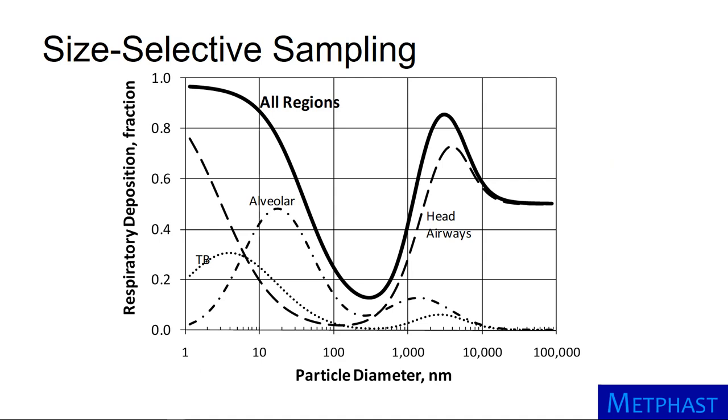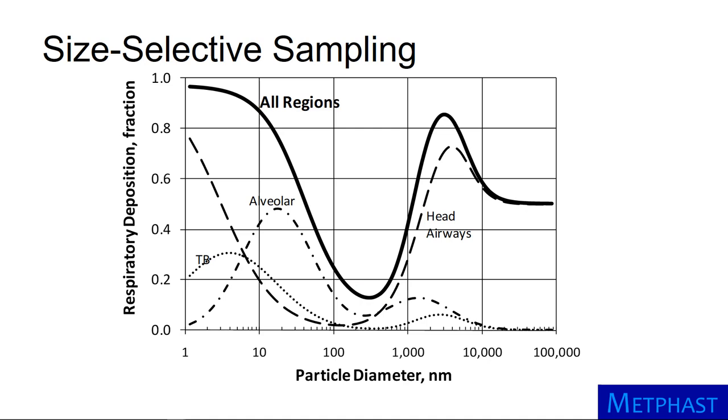Often, certain size particles are excluded from reaching the filter in an effort to mimic some aspect of particle deposition in the human respiratory system. This type of sampling is called size selective sampling. Particles deposit in the human respiratory tract with different efficiencies, resulting in the plot shown here. 300 nanometer size particles have the lowest deposition efficiency. Only about 15% of them deposit when inhaled, whereas 85% are breathed back out without depositing.